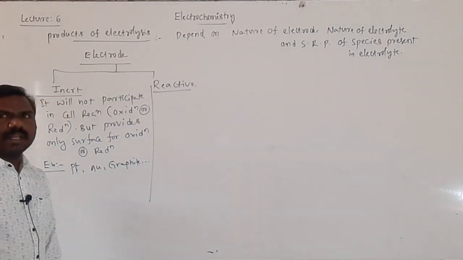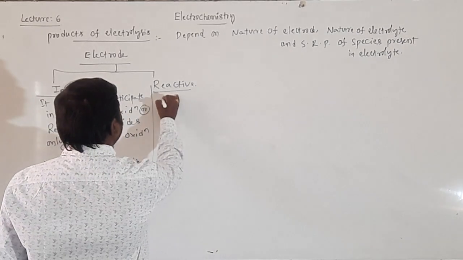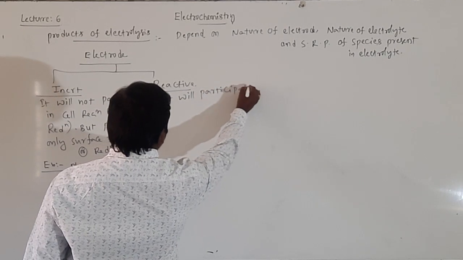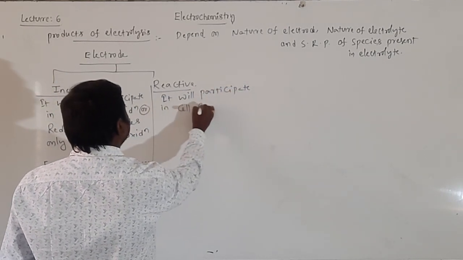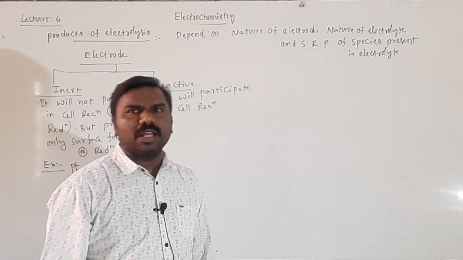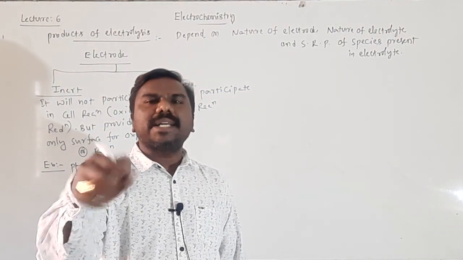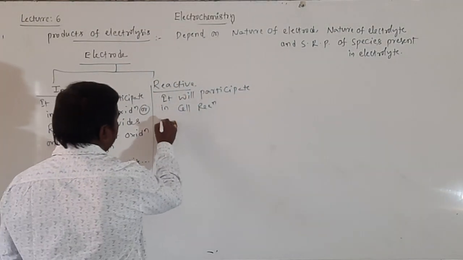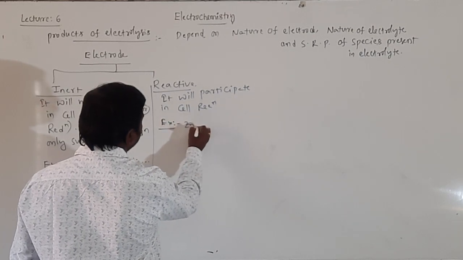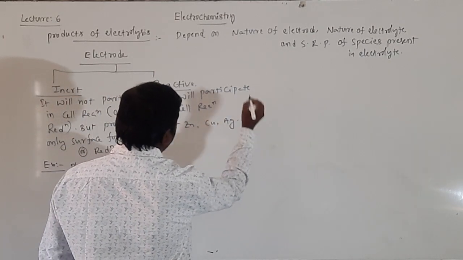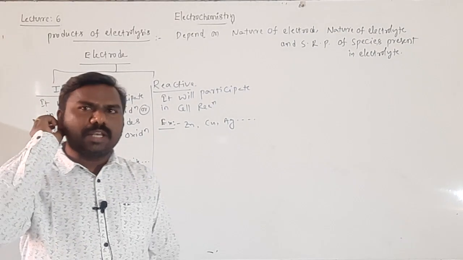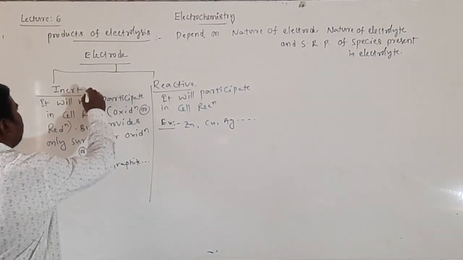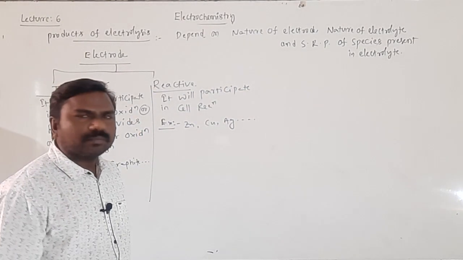Second one is reactive electrodes. Yes, it will participate in the cell reaction, meaning oxidation or reduction. Zinc is oxidized, it means it is involved in oxidation. Examples are zinc, copper, silver, and many more. This is the nature of the electrode. In your syllabus they gave inert electrodes. Okay.